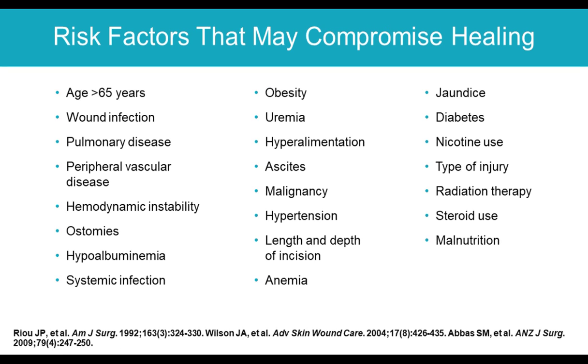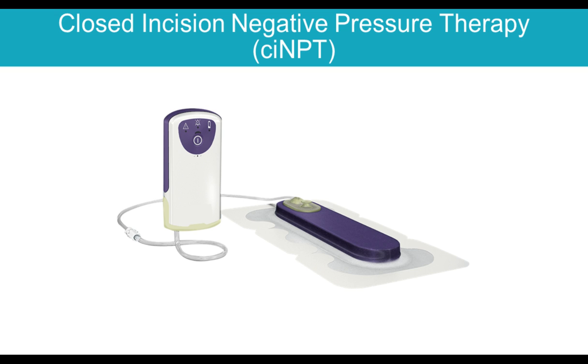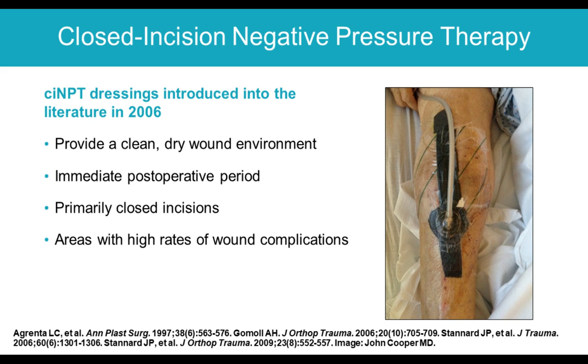So this is when I started looking at different dressings beyond the Aquacel AG. And when I started thinking about this, I realized that most of my patients were doing really well with that silver impregnated hydrofiber dressing, but the high-risk patients, those with the risk factors that you see on the screen, were the ones that were still having trouble. And it was in this population that I began to use negative pressure over the closed incision.